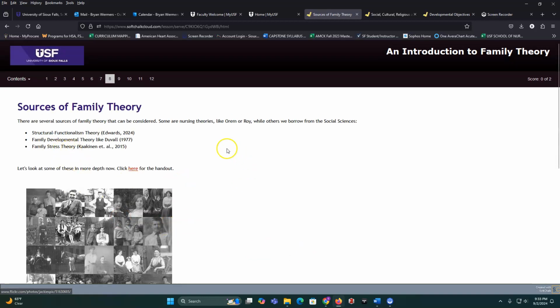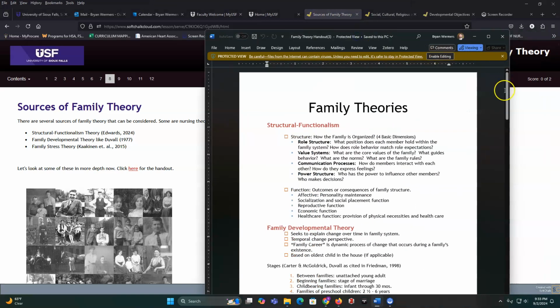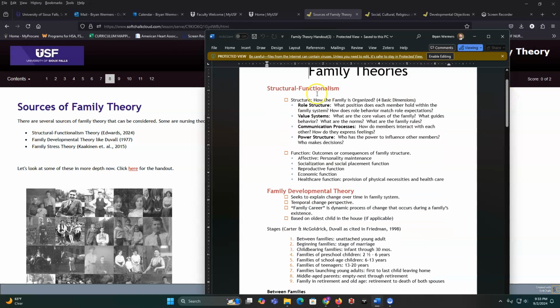Sources of family theory. So there's lots of different ideas of what family is and what family does. There's structural functional, there's family developmental theory, and there's family stress. So a nice handout is right here, and feel free to use this. But it talks about structural functionalism here.